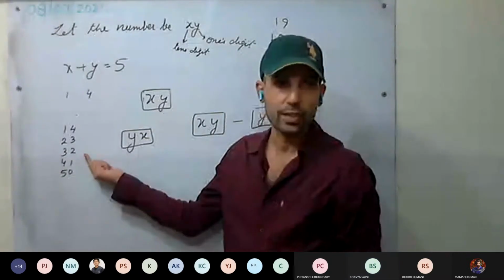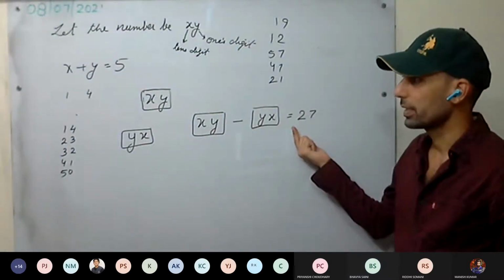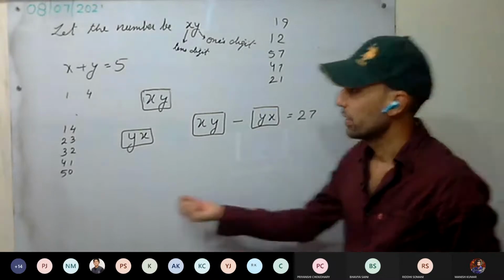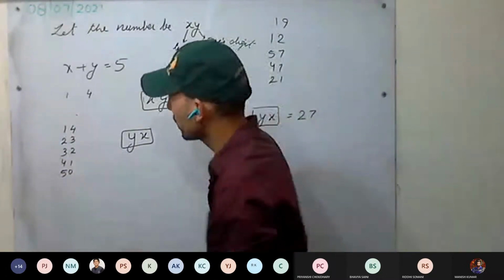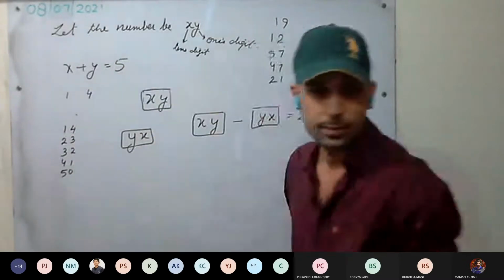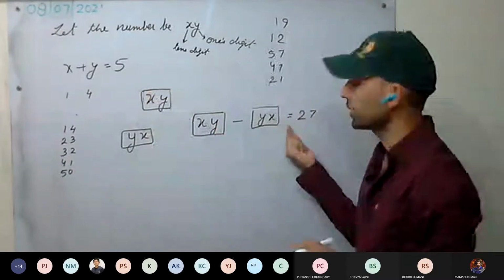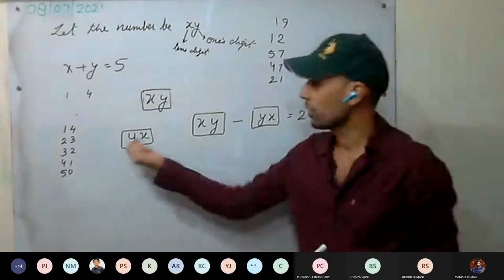Okay? And that number must satisfy this other condition also, which is given. One of these numbers, 14, 23, 32, 41, 50, is going to satisfy the other condition as well, and that number will be our answer.